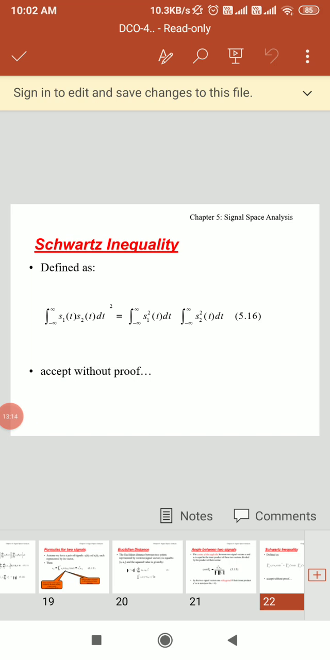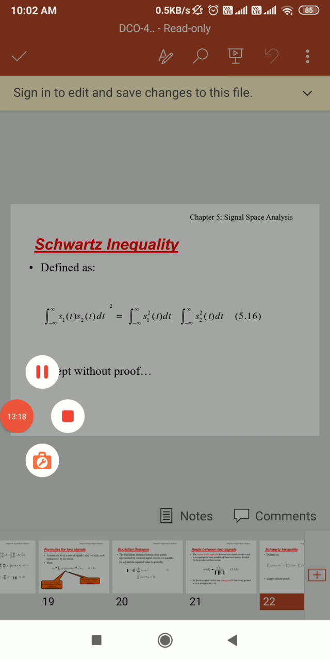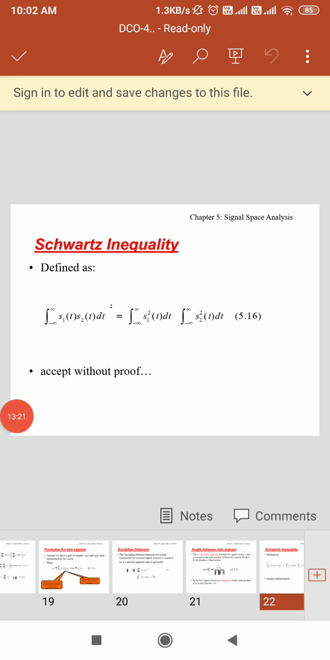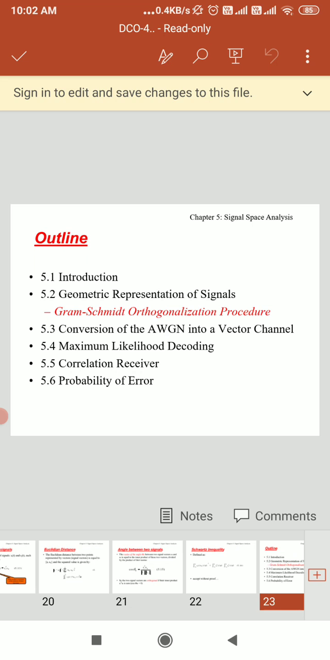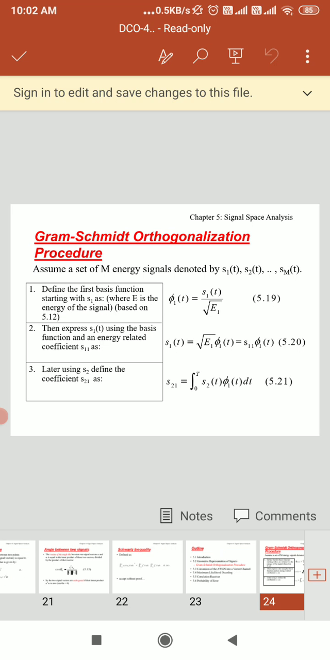So here we can define the Schwarz inequality, which we can explain mathematically as: the square of the integral from minus infinity to infinity of S1(t) S2(t) dt is less than or equal to the integral from minus infinity to infinity of S1 squared(t) dt times the integral from minus infinity to infinity of S2 squared(t) dt. We are accepting this without proof.